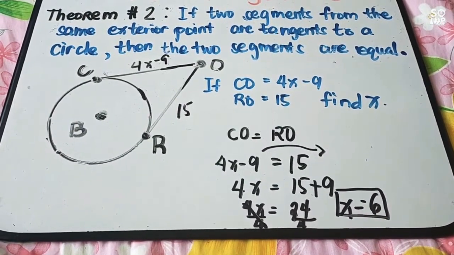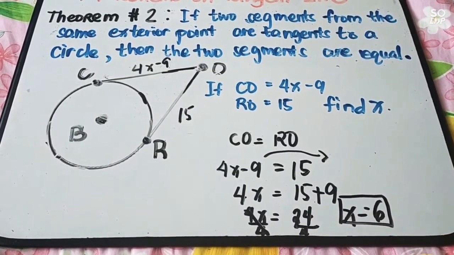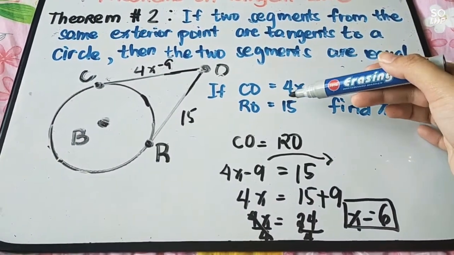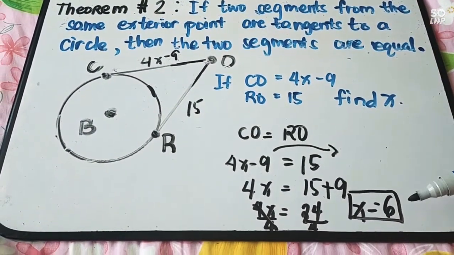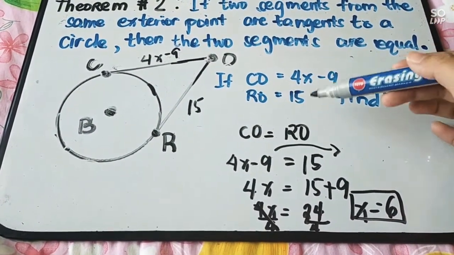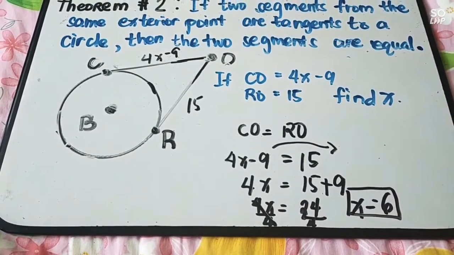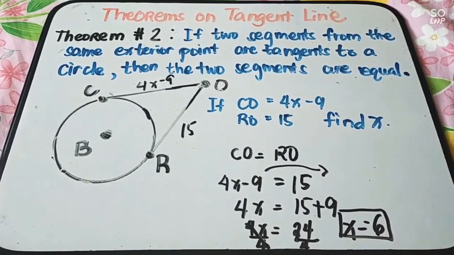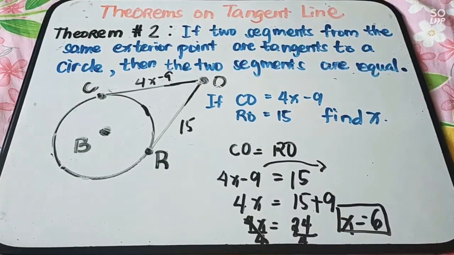Let us check if it is 6. It needs to be 15. So, 4 times 6, the answer is 24. 24 minus 9, the answer is 15. So, that is theorem number 2.